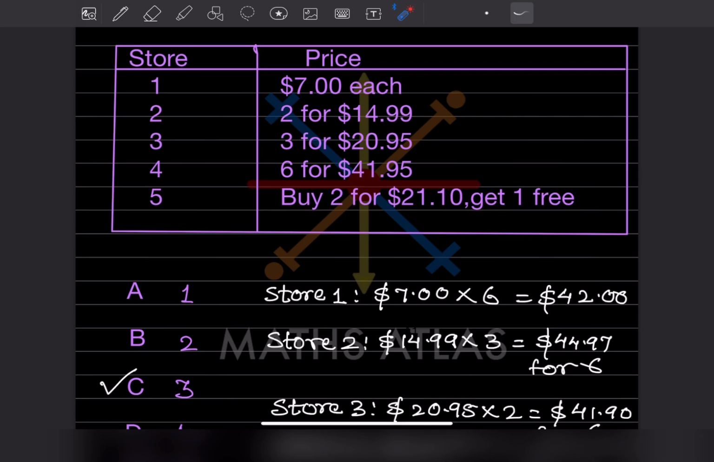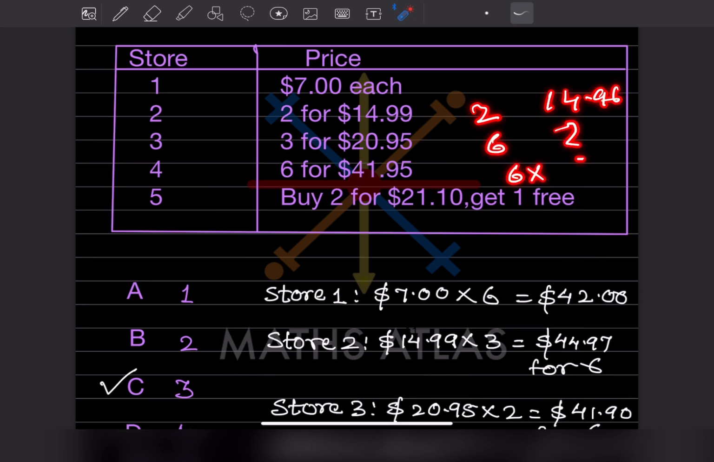So now see here, 2 is for 14.99. We want 6. So what are you going to do? You are going to multiply this by 3 because 2, 2 and 2, so this is going to be 6. So that is what you are going to do, you are going to multiply, because 2 is for 14.99. So for 6, what will that be?